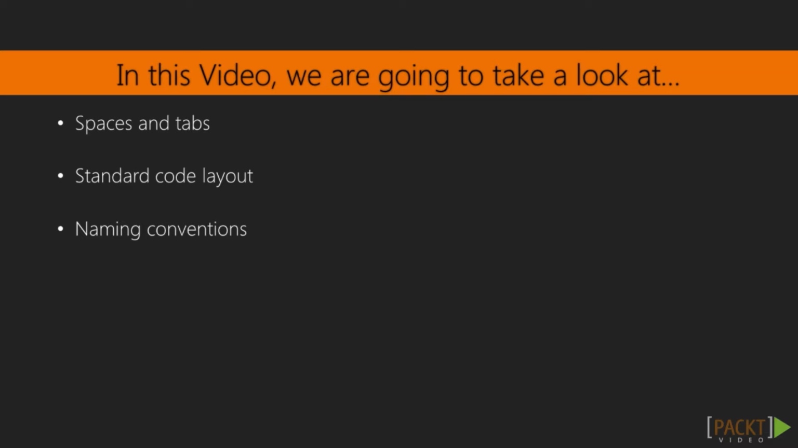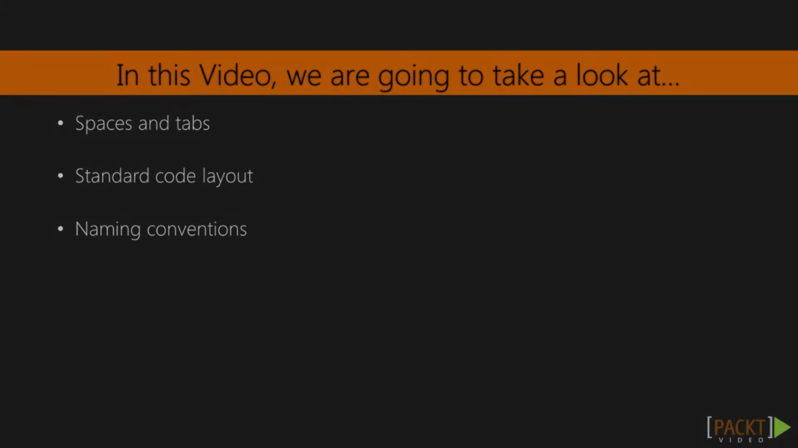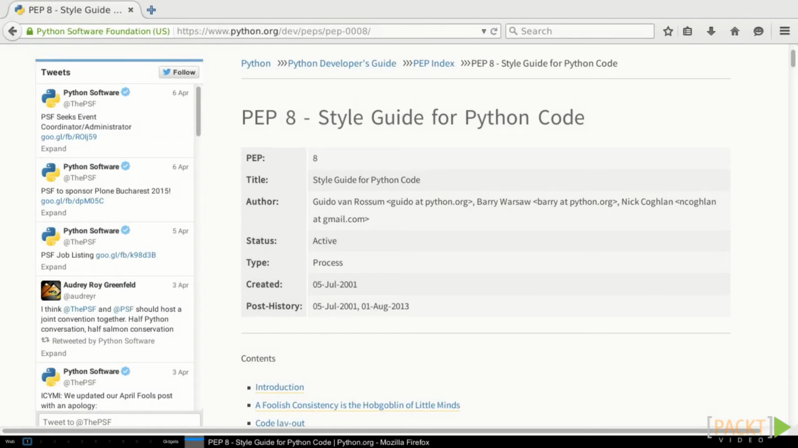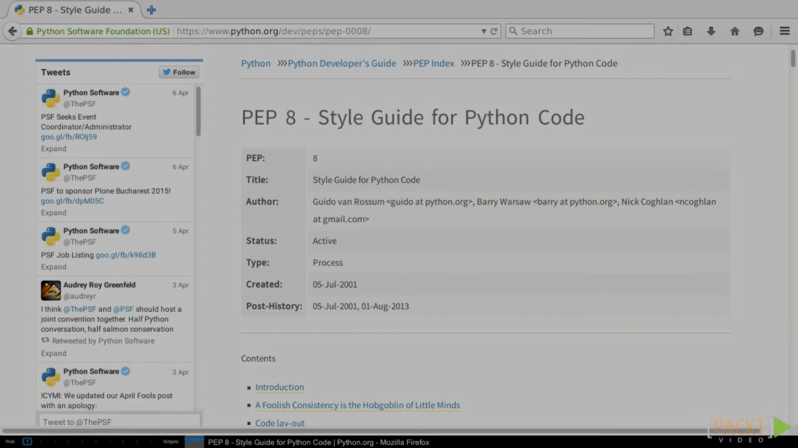We're going to look at spaces and tabs, as well as Python's expected code layout and naming conventions. PEPs, which stand for Python Enhancement Proposals, are the documents that establish standards within the Python community. Most PEPs describe new features for Python or Python's standard library, but a few of them are more nebulous. PEP 8 is one of those. It tells us what the Python community considers to be well-written, readable code.